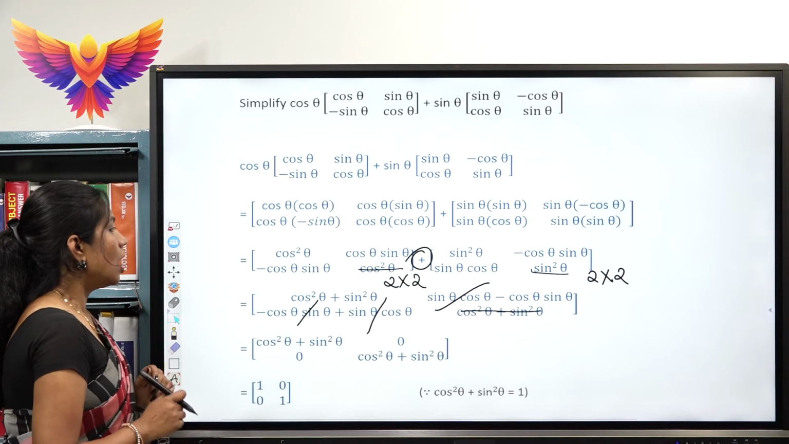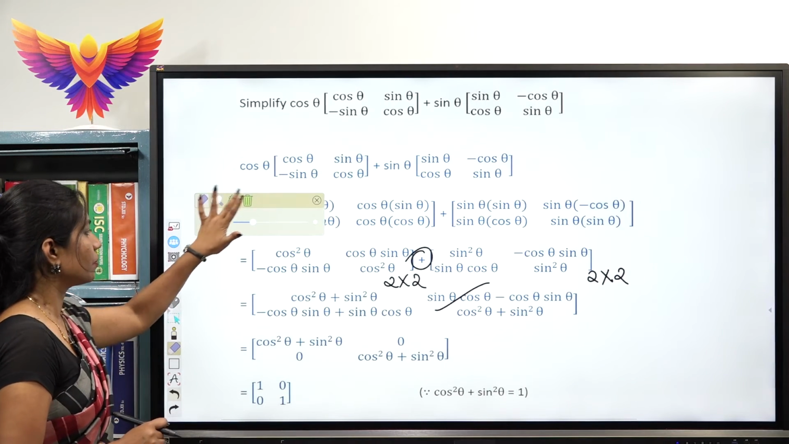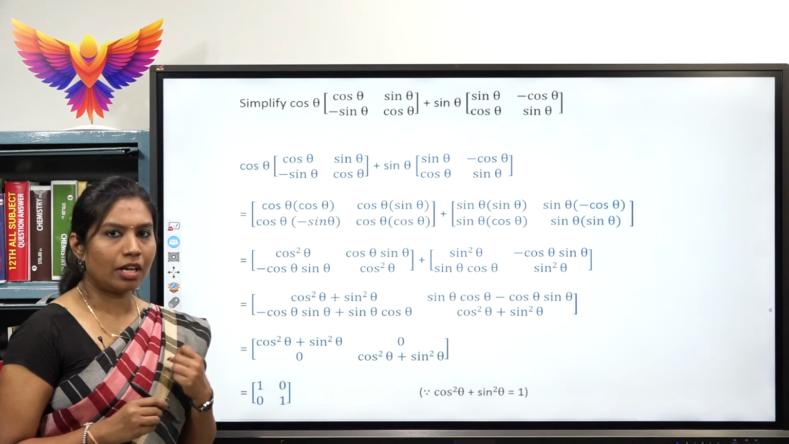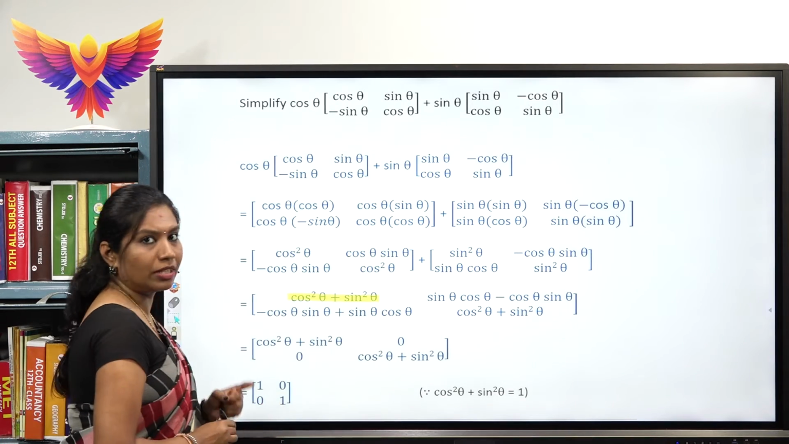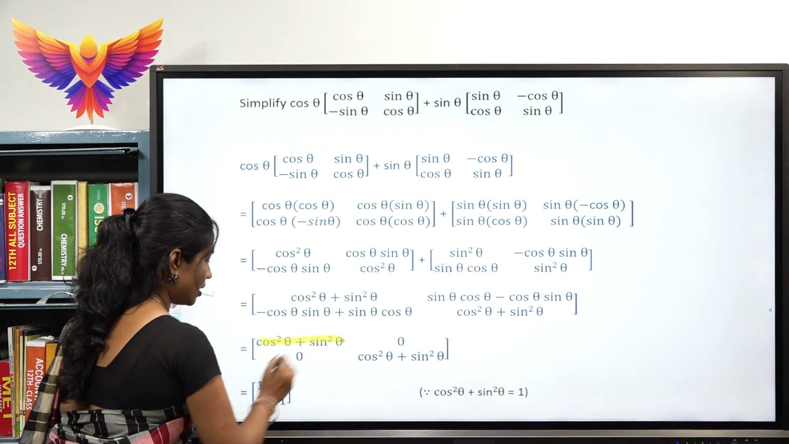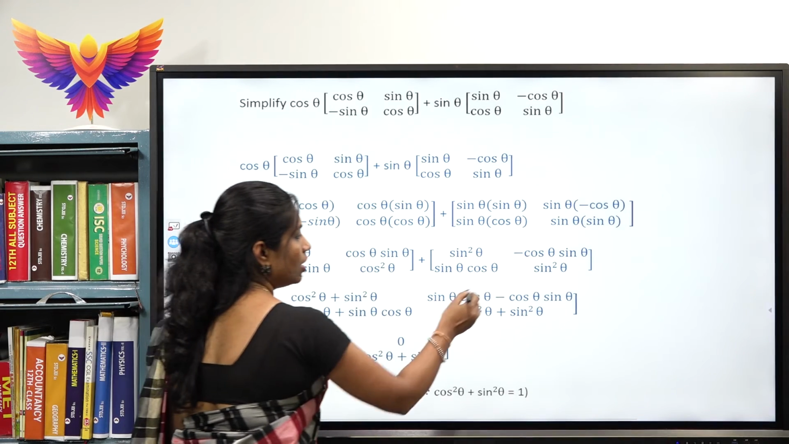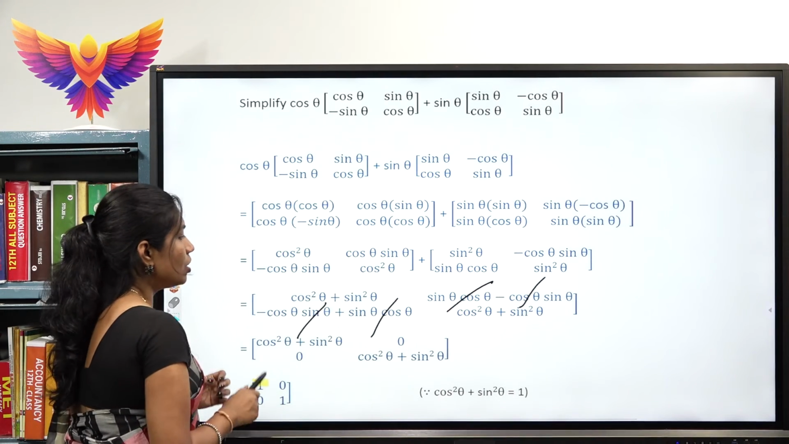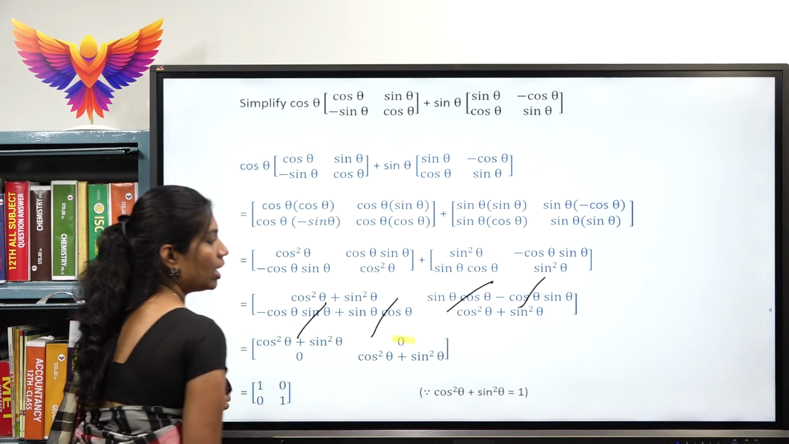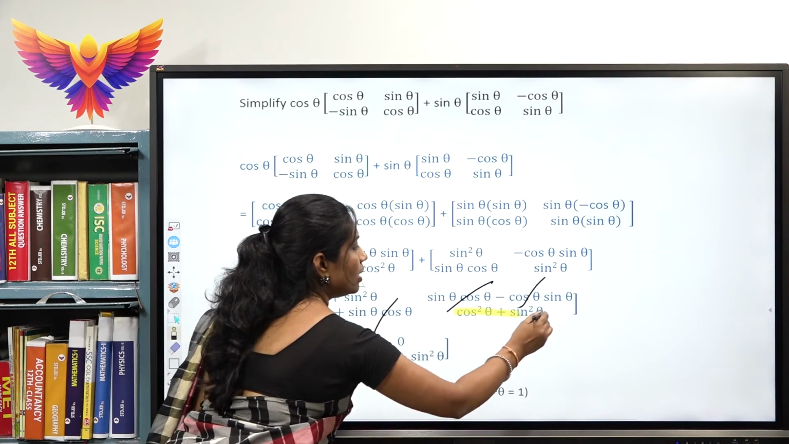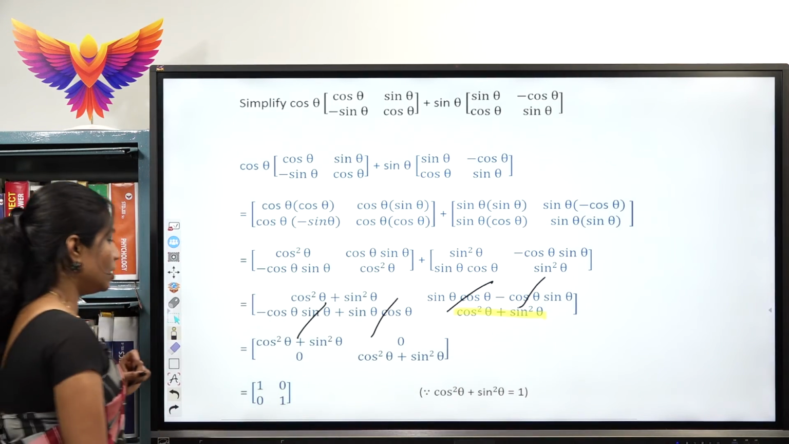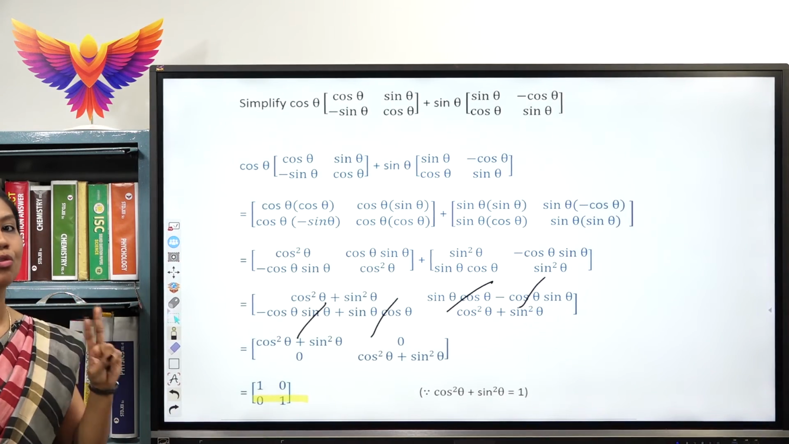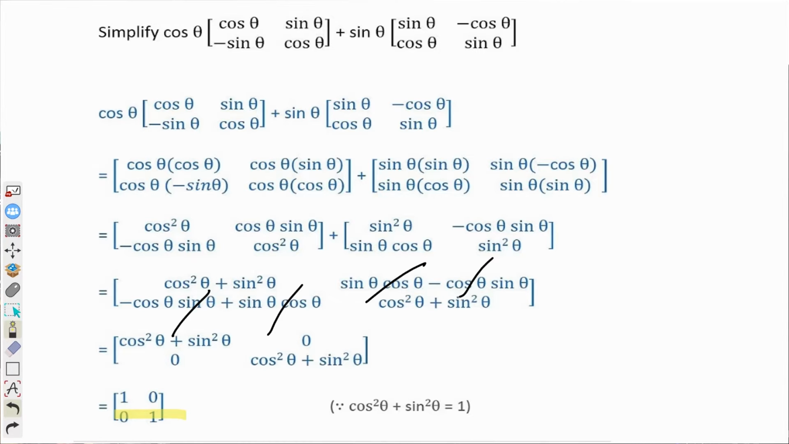So now, how do we simplify this further? We know the identity again. We know that cos square theta plus sin square theta is 1. So, I will be writing cos square theta plus sin square theta as 1 here. As we already said, cos theta sin theta has got cancelled. Here also cos theta sin theta has got cancelled. So, I will be getting it as 0 here. Same way, the next part, cos square theta plus sin square theta is nothing but 1 again. So, I will be getting it as 1, 0, 0 and 1. So, this is giving me a 2 cross 2 matrix, which is 1, 0, 0 and 1.